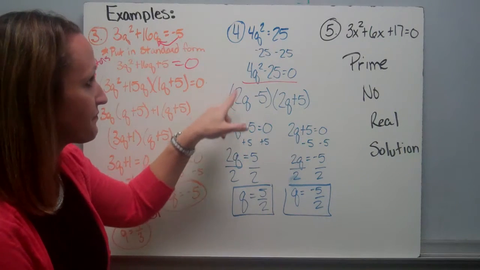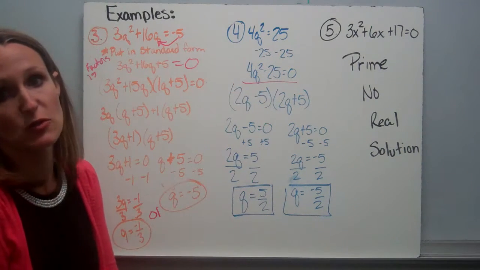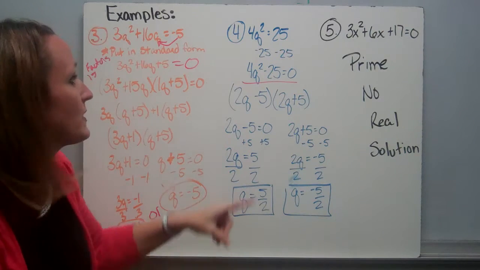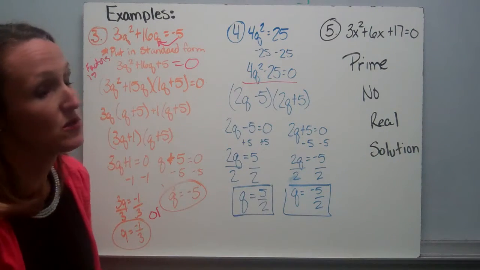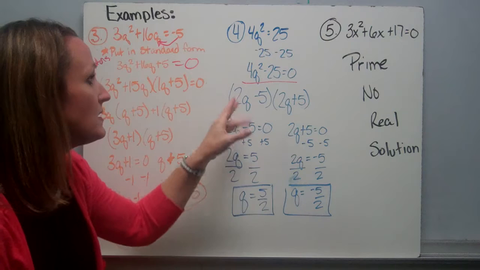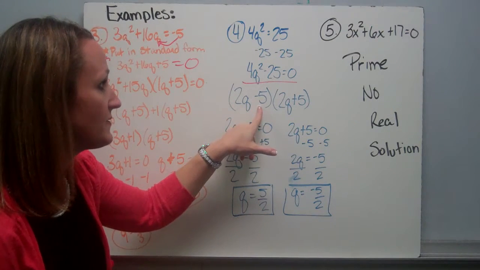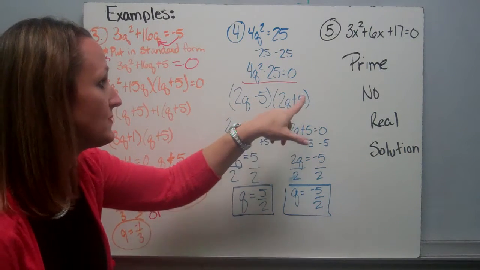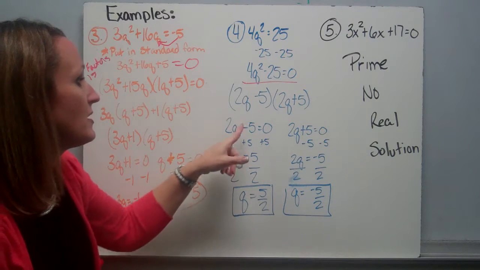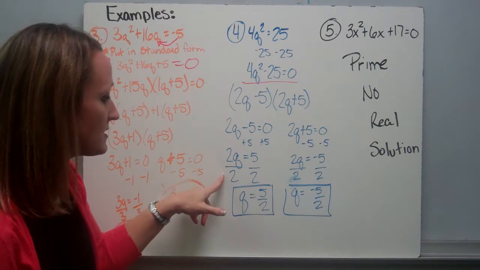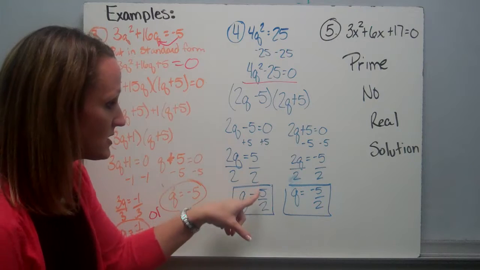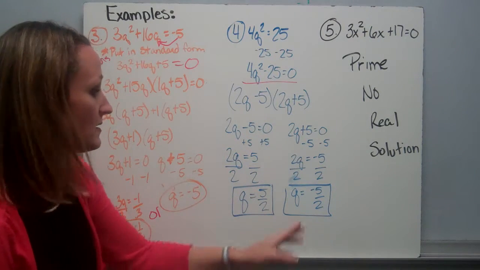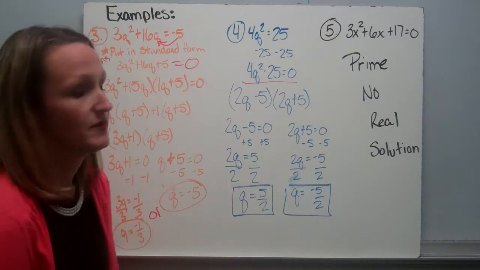So then, this one becomes a special case where it's a squared minus b squared, because these are both perfect squares. Hopefully you recognized that right off the bat. So now I have 2q minus 5 and 2q plus 5, and now I'm just going to solve them. Add 5 to both sides and divide by 2. So one of my solutions is 5 halves. The other solution is negative 5 halves.